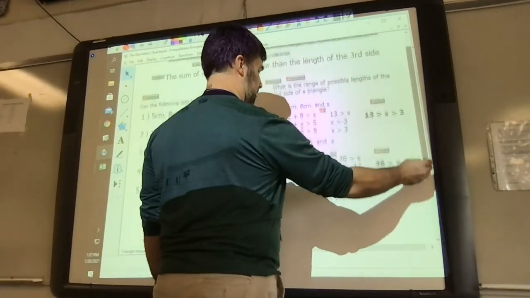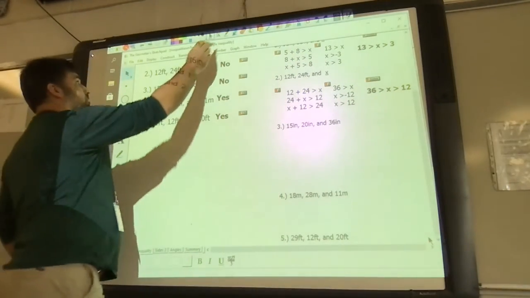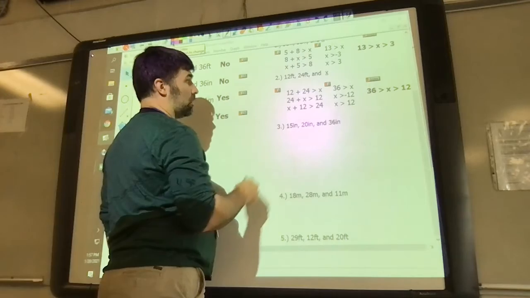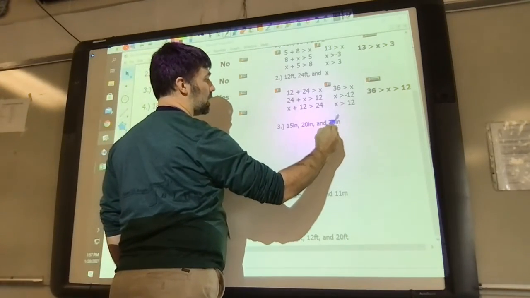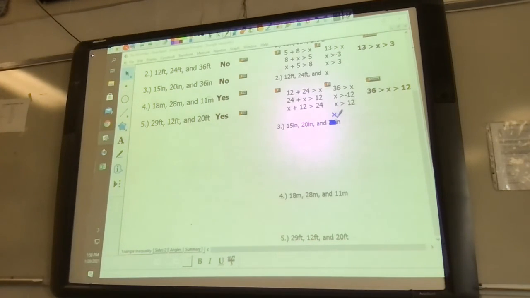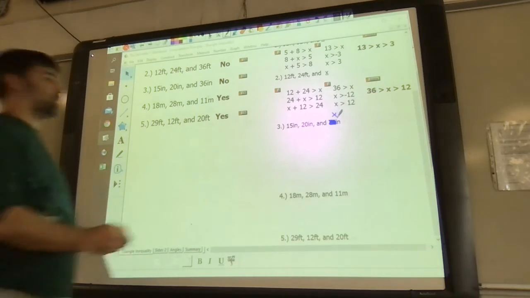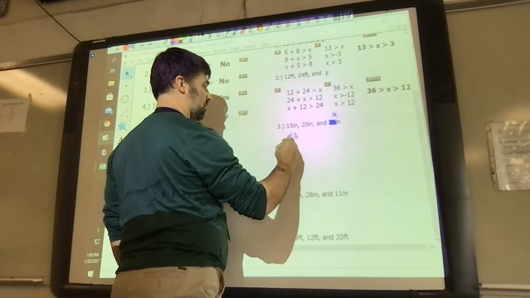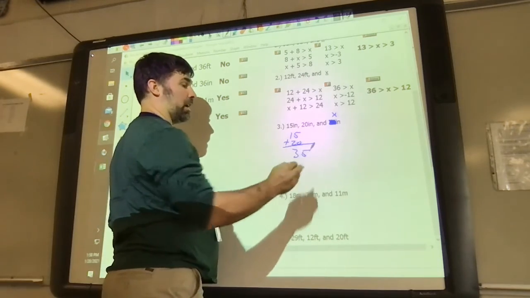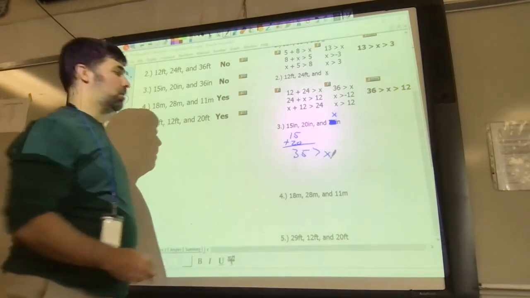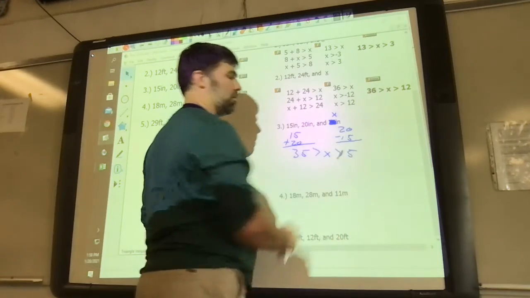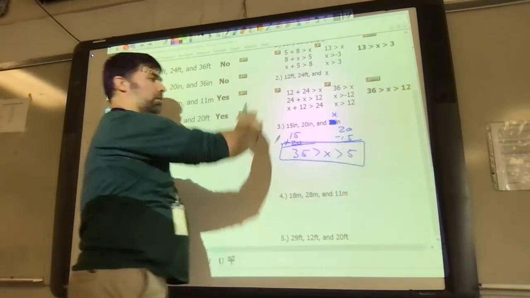So let's do number 3. Instead of writing all this mess, let's go shortcut. Oh, and I messed it up. Let's put an X there. So what could that third side be? What range? Well, what's 15 plus 20? 35. It's got to be less than that, so X has to be less than that. Subtract them. What's 20 minus 15? It's got to be greater than 5. That's your statement. We don't have to go through all that mess.